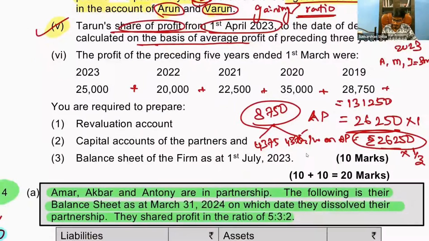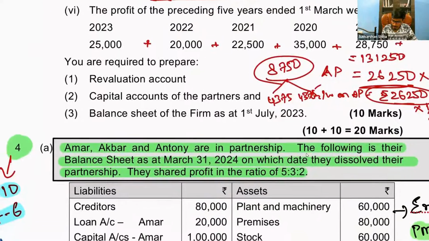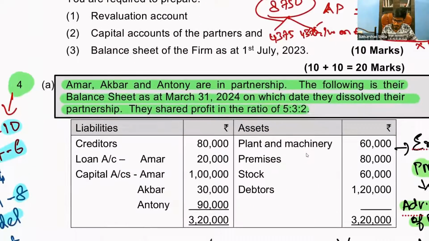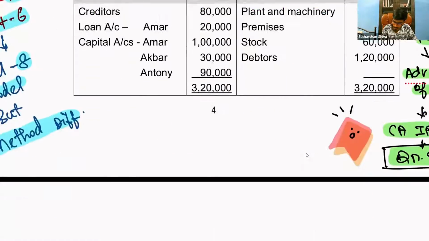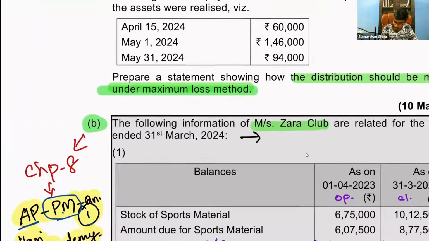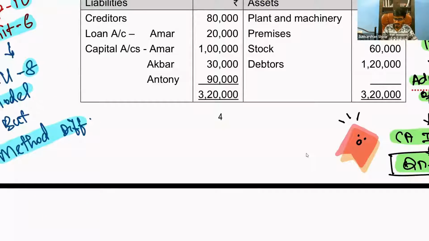With that, question 3B is done. Then 4A and 4B are there. There are only two questions. First, we will see 4B, and then finally we'll come to 4A as a conclusion part. 4B is a simple question.